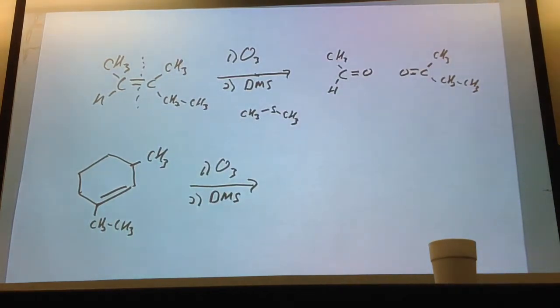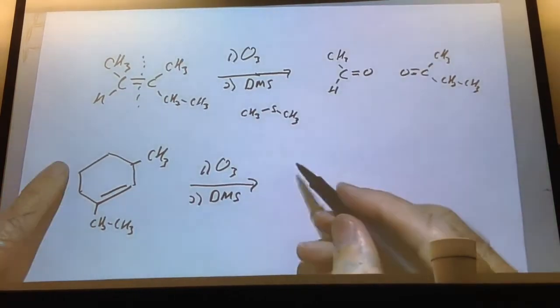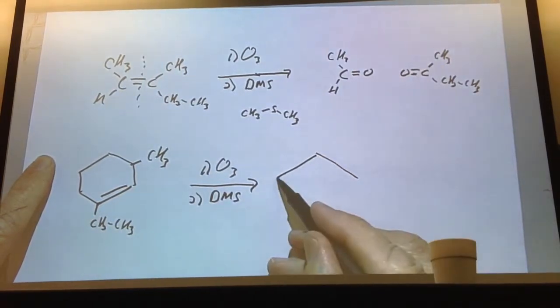So in the first case, I would ask you for two products. In the second case, I'm just asking you for a single product. So take your imaginary scissors, snip that carbon-carbon bond, and replace it with a carbon-oxygen double bond. So if you want to, you could do something like this.